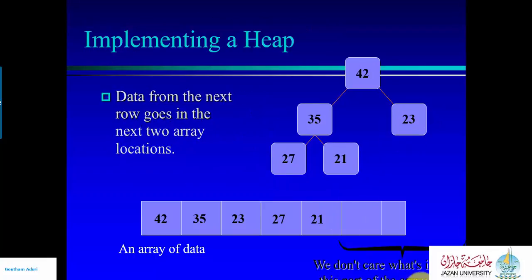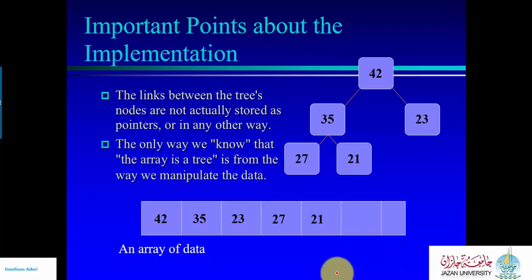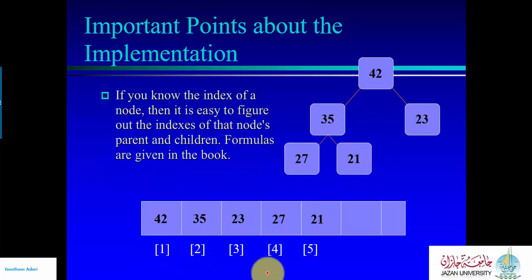And we don't care what the remaining part of the array looks like. An important point about the implementation is that the links between the trees are actually not stored as pointers. The only way we know that the array is a tree is how we manipulate the data. So now this is the array implementation of the heap. Array implementation always starts with the root, left child and right child, and it has to continue like this. If you know the index of a node, it's easy to figure out the index of its parent or children, and you can refer to the textbook if you need anything.